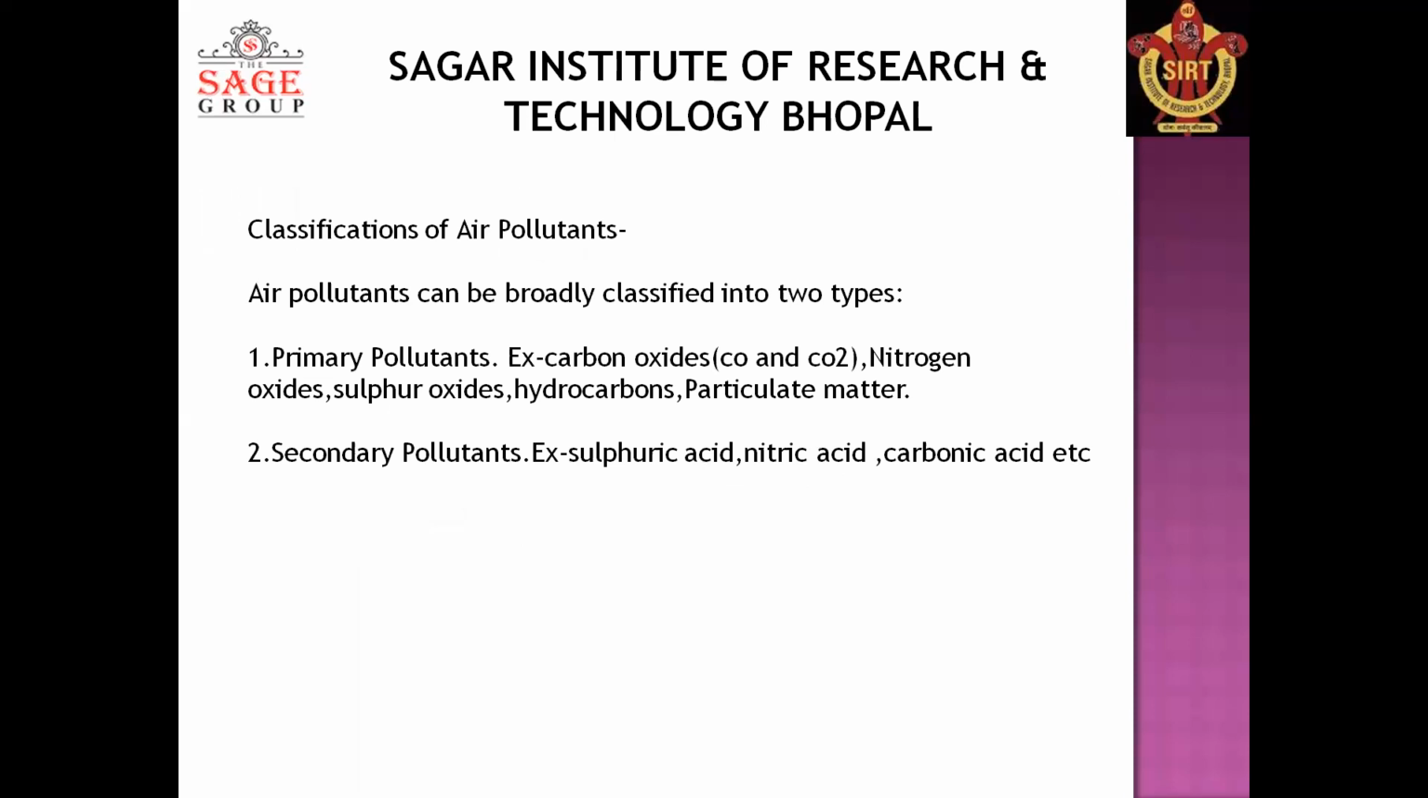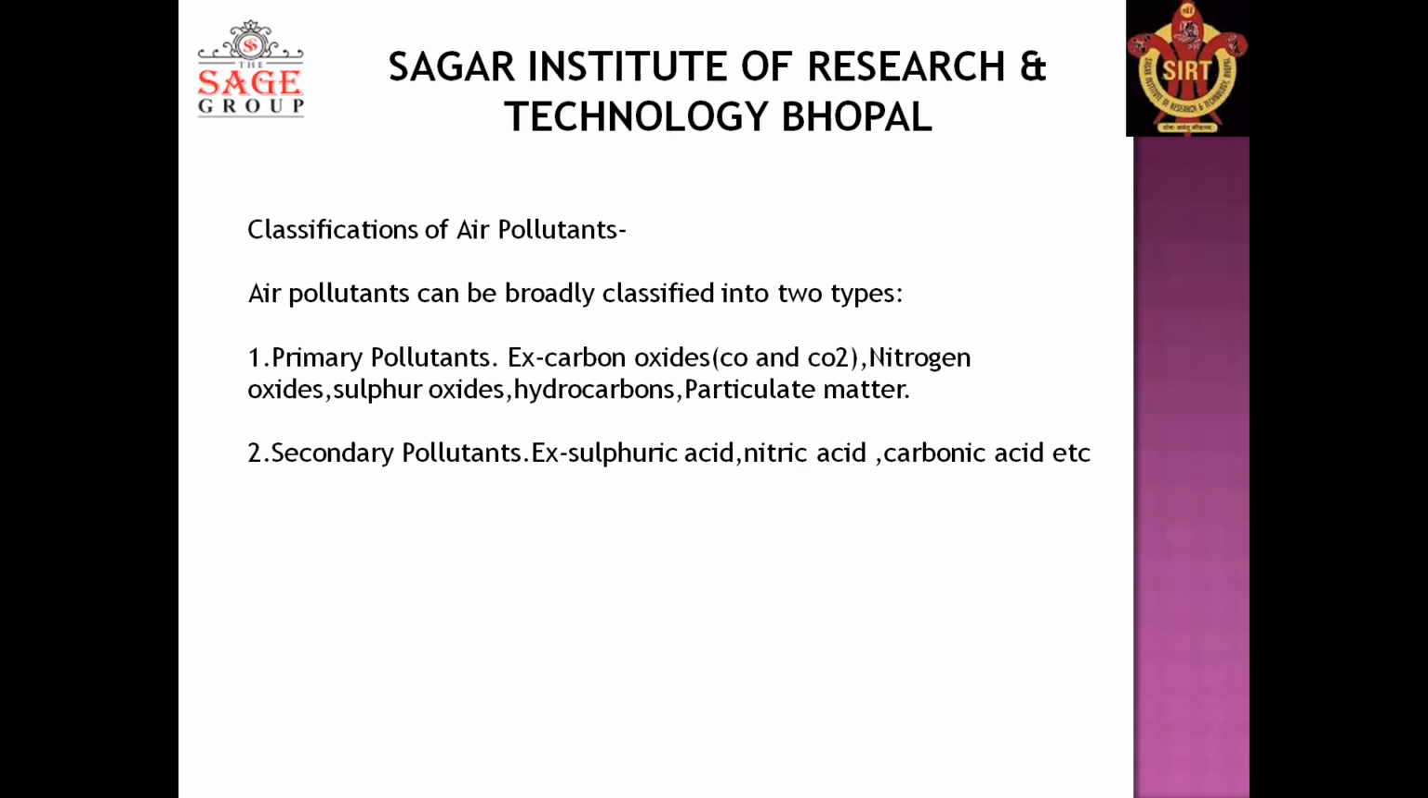Now let us discuss classification of air pollutants. Air pollutants can be broadly classified into two types. First one is the primary pollutant and the second one is the secondary pollutant, right? So what is a primary pollutant? It can be defined as pollutants that are emitted directly either from a natural event or from a human activity.